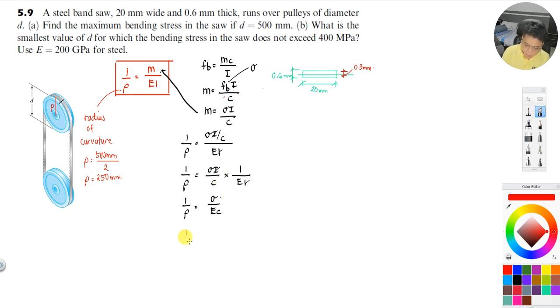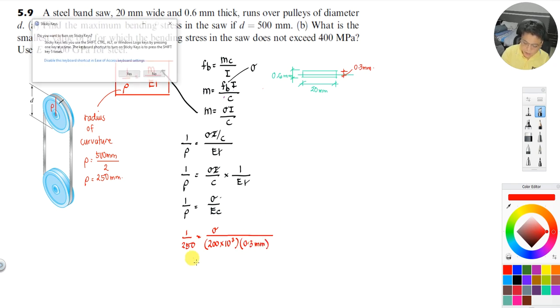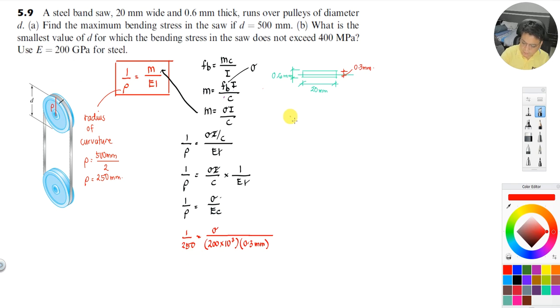So, let us check. 1 all over rho, ang rho ko, again, 250 is equals to sigma all over EC. So, ang E ko is 200. Kaya lang nagigapascal, gawin kong times 10 to the 3 para maging megapascal. And then, imumultiply natin by the value of C, which is 0.3 mm. Kaya rearranging, I can now have sigma equals to 200 times 10 to the 3 multiplied by 0.3 all over 250.